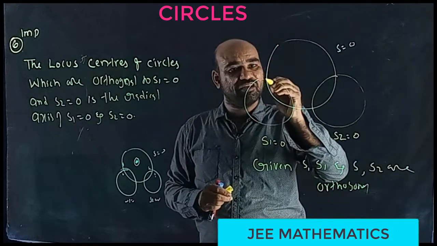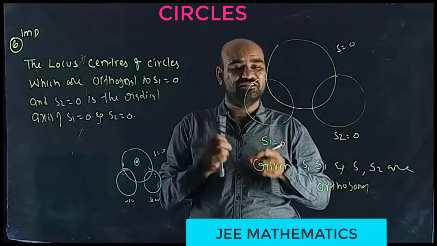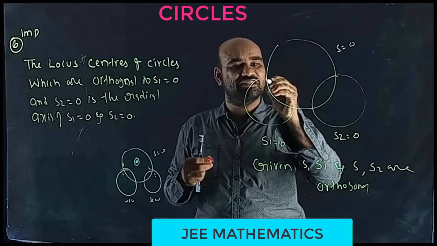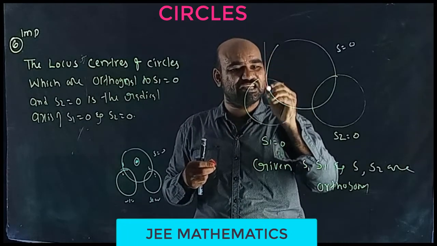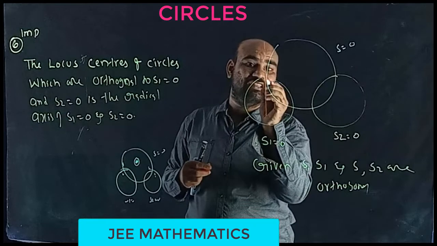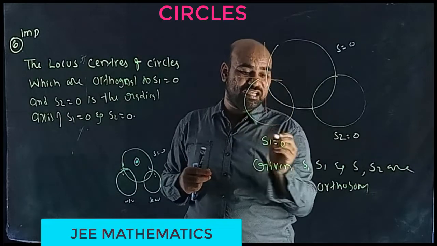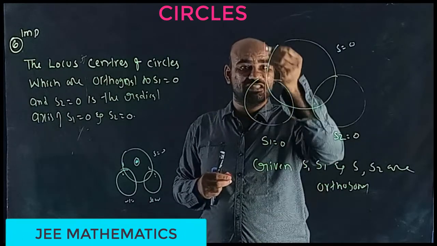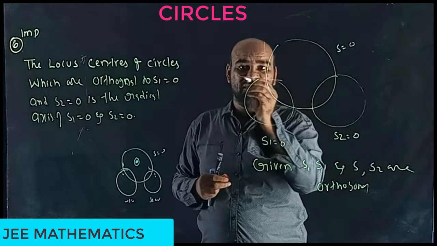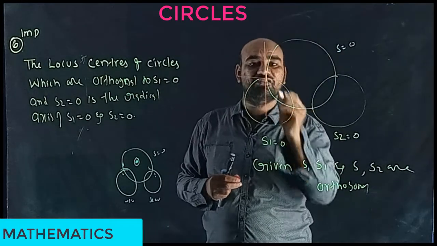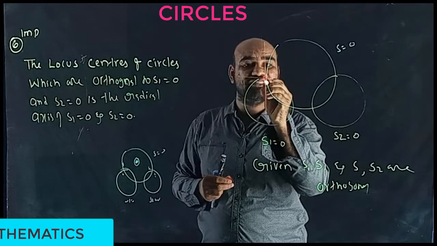Means at the point of intersection, if you draw tangents, for example, this is tangent to circle S1 equal to 0. This is the tangent to circle S1 equal to 0. This is tangent to circle S equal to 0. This is the tangent to circle S1 equal to 0. So that they are perpendicular because given that they are orthogonal.